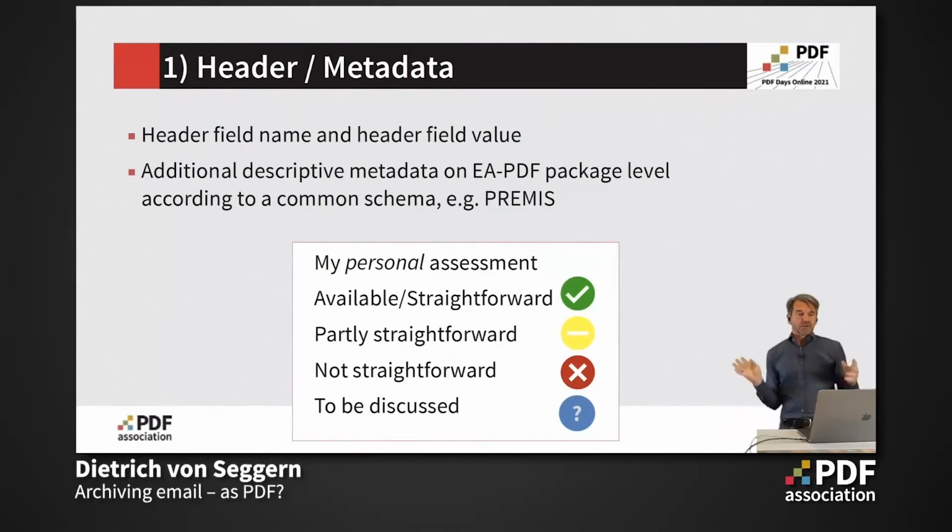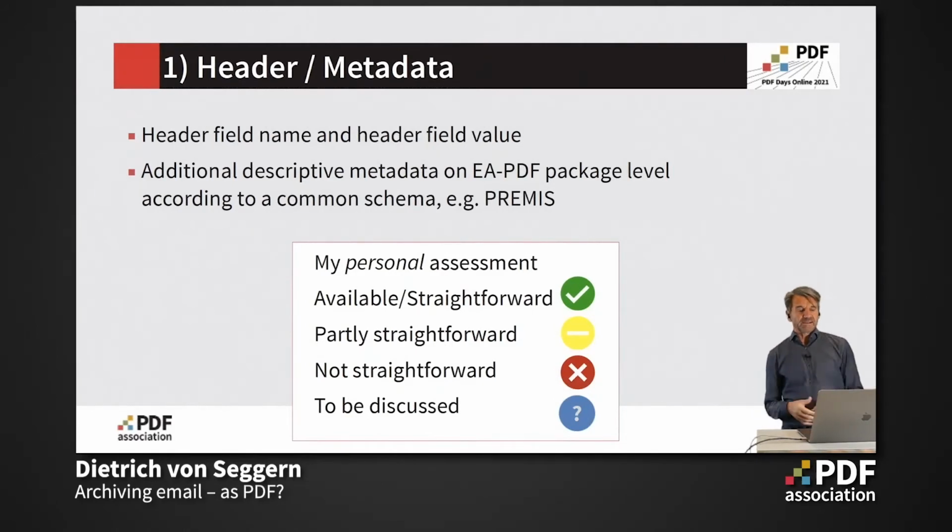Back to EA-PDF. EA-PDF says when it comes to the header information, when it comes to the metadata, you would want to have all of that information present in your email file. So when you convert one email into PDF, you should embed all the header field information into the PDF file as metadata. And on the package level, on the container level, you would want to add additional metadata. There are schemas around, like PREMIS, that are used by the archivist community, that define what fields you might want to use for these descriptive metadata.